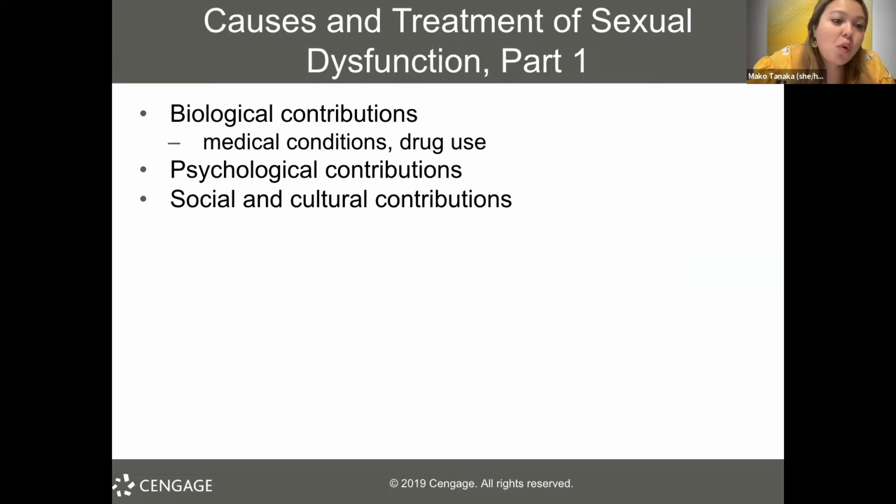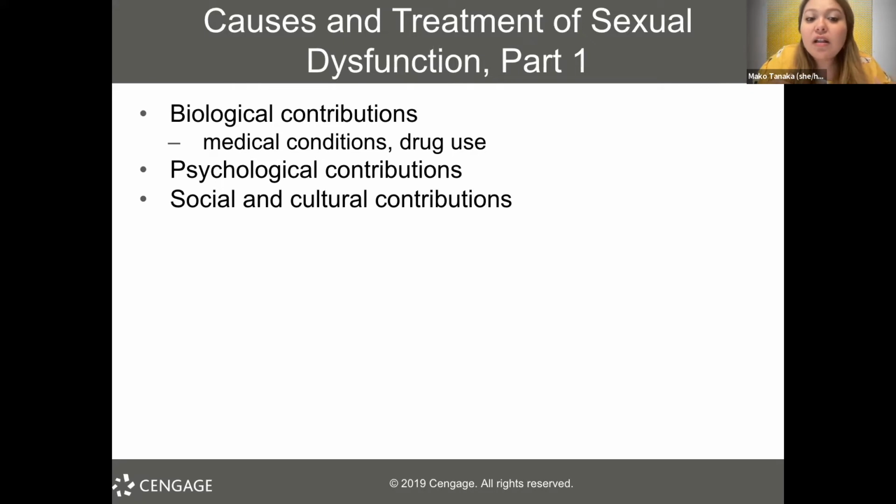Okay, so what are the causes and treatment of sexual dysfunctions? Well, first of all, there are biological contributions. Things like physical diseases, medical illnesses, prescription medications, even things like drug and alcohol abuse. All of these can be biological explanations for why a person is experiencing certain sexual dysfunctions.